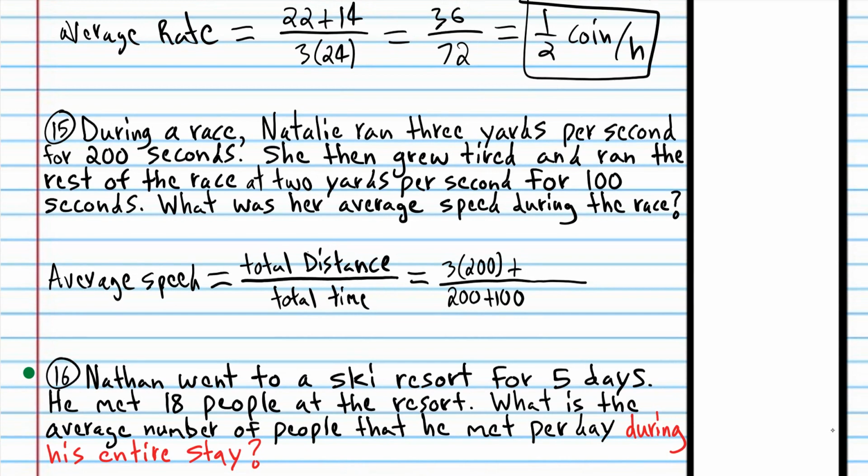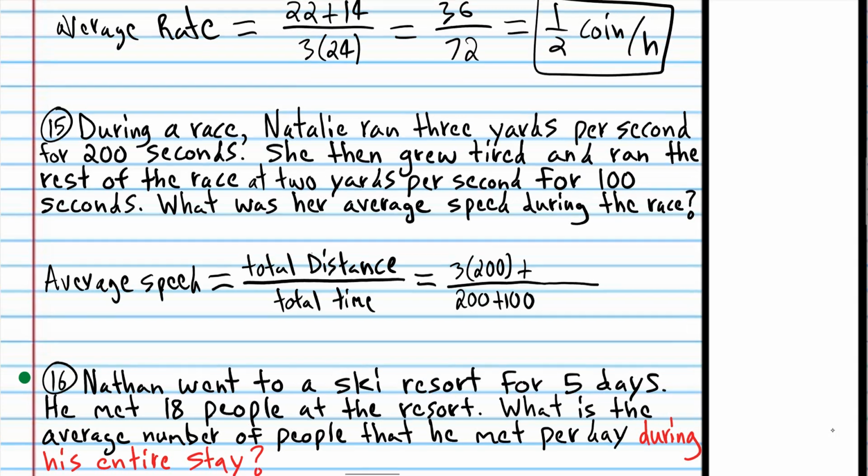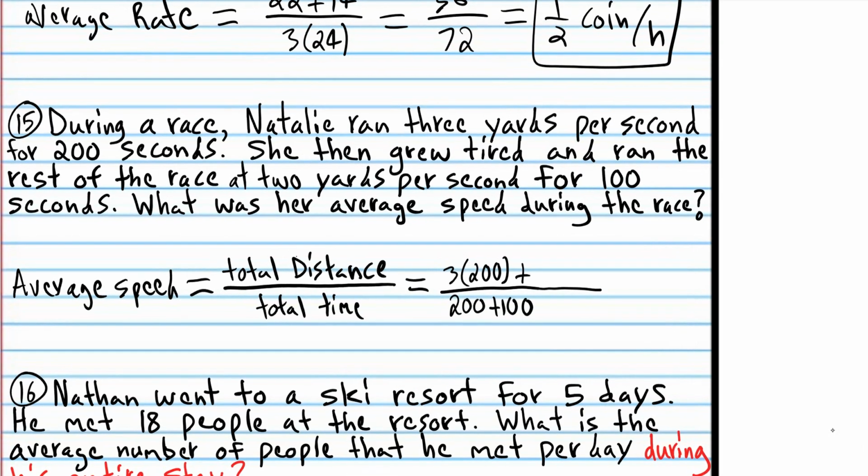Then she changes to 2 yards per second. That's her new rate. So in 1 second, she runs 2 yards. But she wasn't running for just 1 second. She was running for 100 seconds. So if you want the total distance that she ran during that time, you have to multiply those two. So this is the total distance that she ran during the second part of the race.